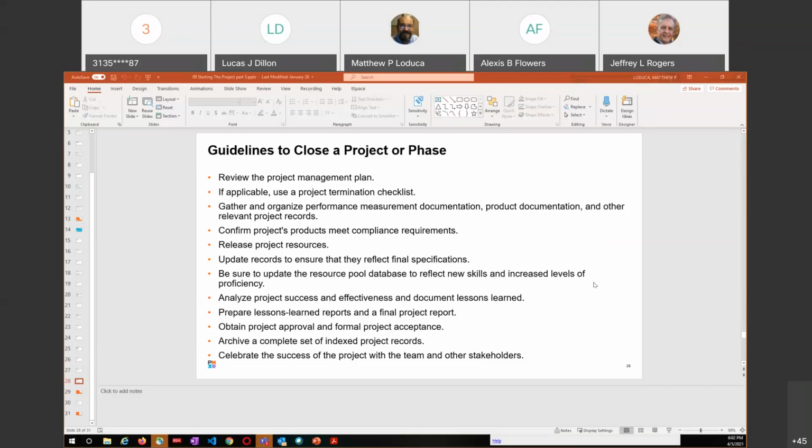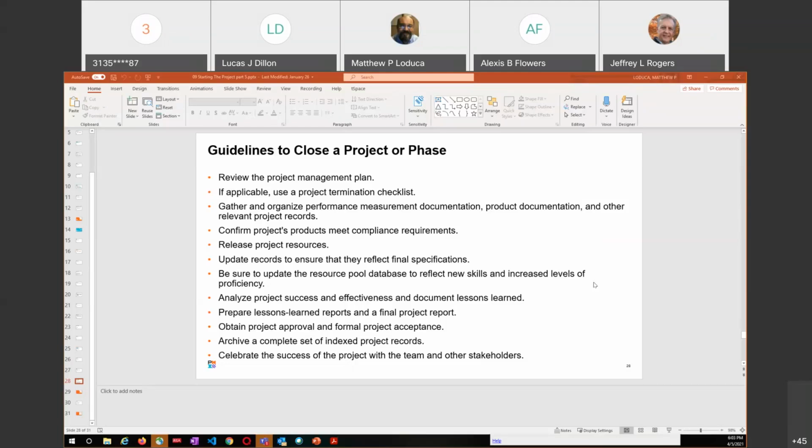Gather and organize performance measurement documentation, product documentation, and other relevant project records. These are good to have. I don't necessarily want to say it's part of the lessons learned, but it's nice to know for future reference. When we talked about estimating early on, we talked about analogous estimates and parametric estimates. I mentioned that a lot because you'll probably see those on the test. But in order to have an analogous estimate, the first thing you have to have is something to compare it to, right?